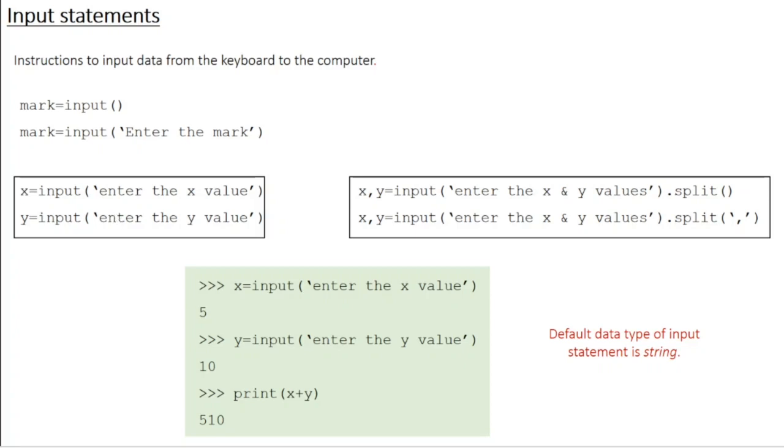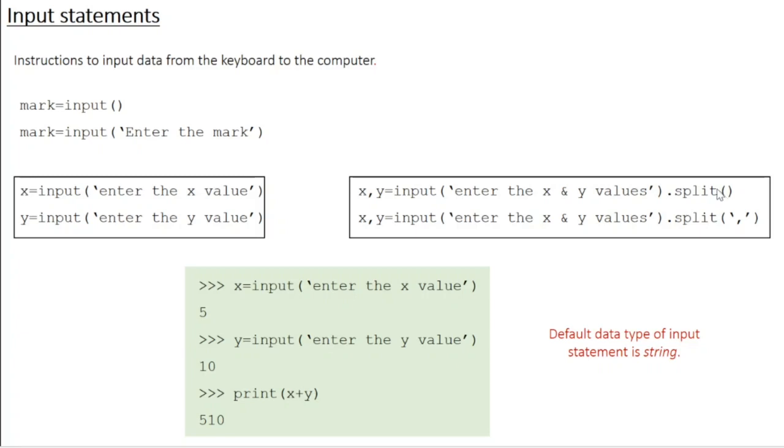When I say smarter, what I mean is you can arrive at the same result with less number of codes or less number of lines. That's a smarter program. So what you have achieved in 2 lines, you can achieve in one single line using a new function known as split function. So here you say x comma y equal to input, inside the bracket, inside the quotation mark, enter the x and y values. Then you say dot split bracket.